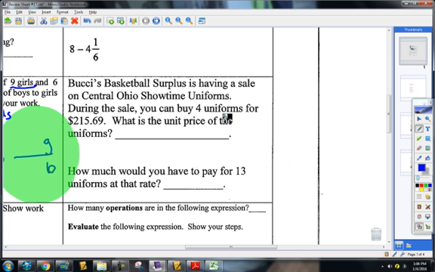This one, during the sale, you can buy 4 uniforms for $215.69. We want to know the unit price. You remember the unit price is the cost per one of the object. So you're obviously going to have to show a proportion here because that's the only way I showed you how to do it. And since we're doing unit price, remember money always goes in the top. Therefore, uniforms has to go in the bottom.